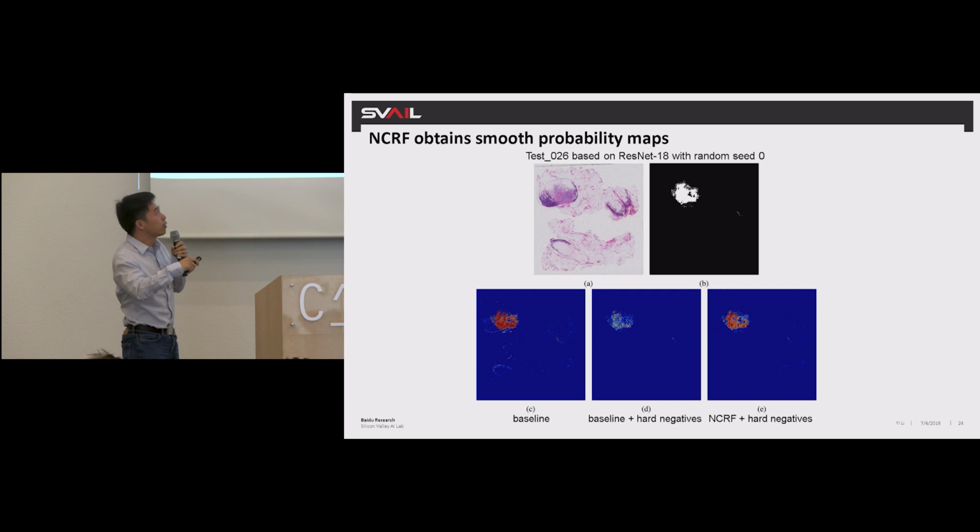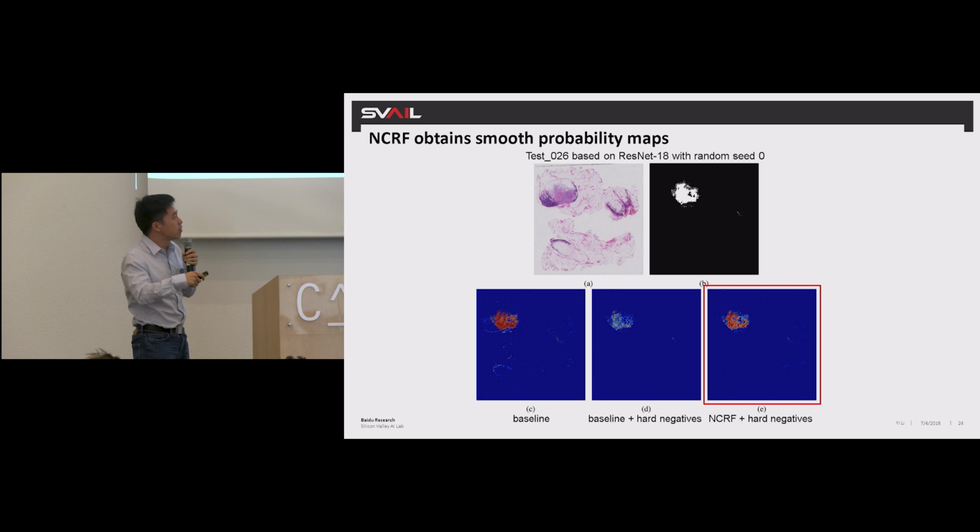By introducing the hard negative examples, it indeed effectively removes most of these false positives. But if you look at the ground truth regions, the probability density is also reduced. But if you look at this probability map obtained through NCRF, we kind of obtain the good sides of both. That is, we remove these false positive regions, but also almost retain the probability density around the ground truth regions.